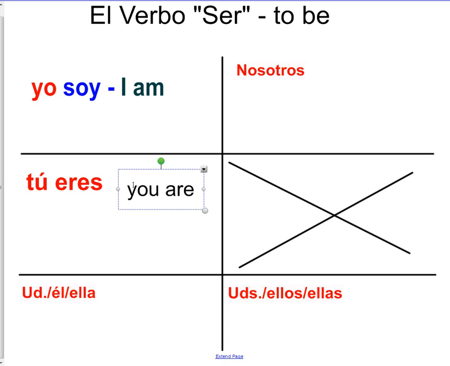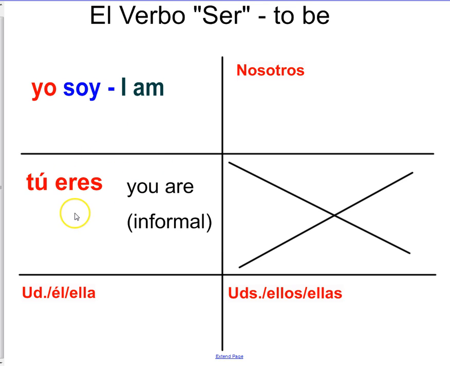Now, in case you forgot, this you is informal. Okay? You are. And we usually use this word right here, eres, in the question. ¿Cómo eres? What are you like? See? Or what do you look like?